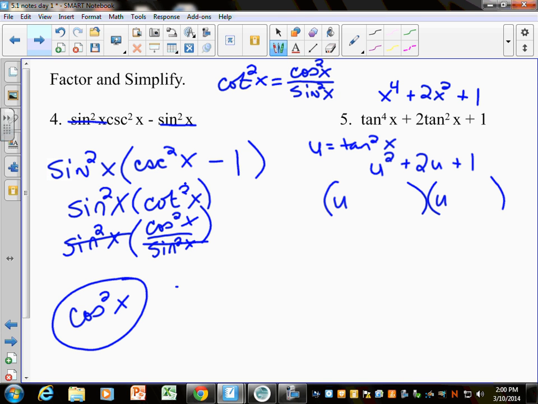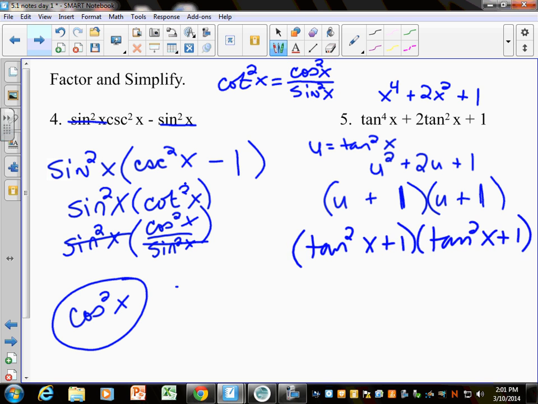What multiplies give me 1, then adds give me 2, plus 1 and plus 1, right? But don't forget, u substitution is just like an in-between step to help you. I don't care what u is. I want to know what the actual function is. So you have to go back and plug in for your u. So don't forget that. Don't leave this as your answer. Go back and tell me that that's tangent squared x plus 1 times tangent squared x plus 1.